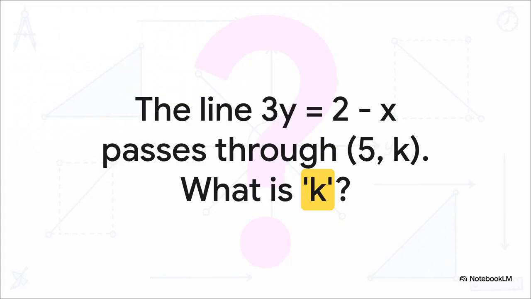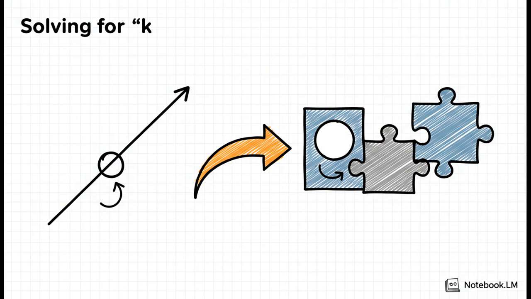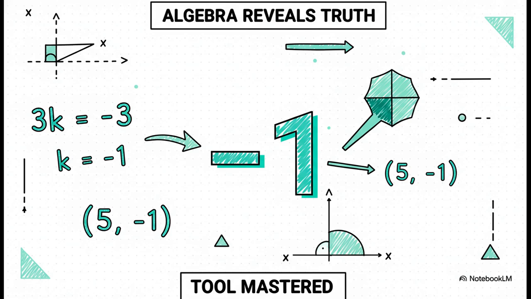All right, let's put this rule to the test. We're told that this line passes through a point where x is 5, but the y-coordinate is a mystery. We'll just call it k. To figure it out, we're going to use that golden rule we just talked about. Because we know the point is on the line, its coordinates are basically the password to unlock the equation. So we just plug in 5 for x and our mystery value k for y. And just like that, what was a geometry problem becomes a simple little algebra puzzle. And the algebra tells us the truth. A few simple steps, and we see that k has to be -1. So the point's full coordinates are actually (5, -1). And just like that, tool number 2 is mastered.